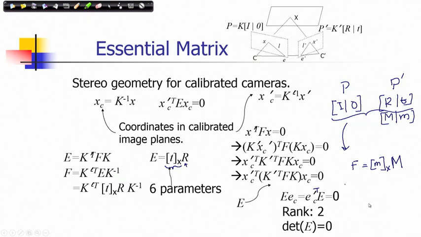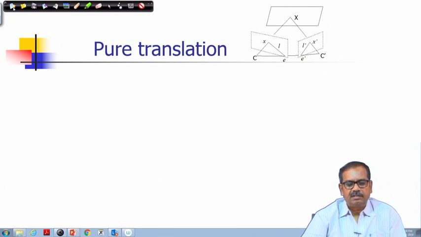So, determinant of E should be equal to 0, and as I mentioned, degree of freedom of E would be 5, because a scale factor is associated with E and it has 6 parameters. So, it should be 5. Now, consider a situation of special kind of stereo setup, where you have pure translation of camera centers, pure in the sense that there is no rotation of axis.